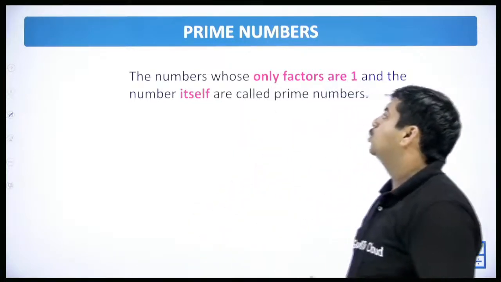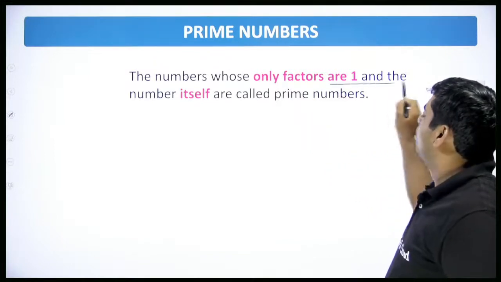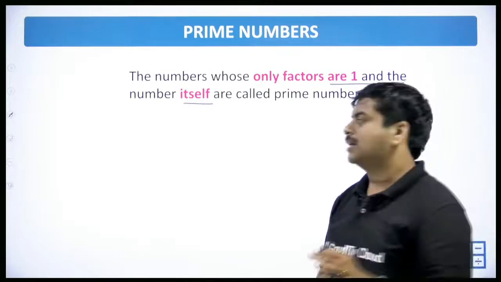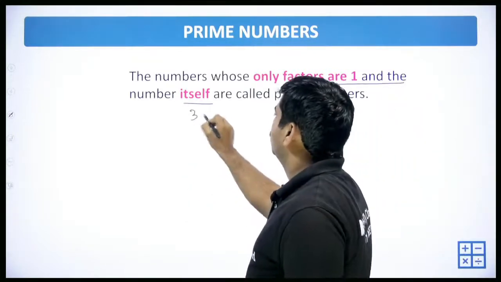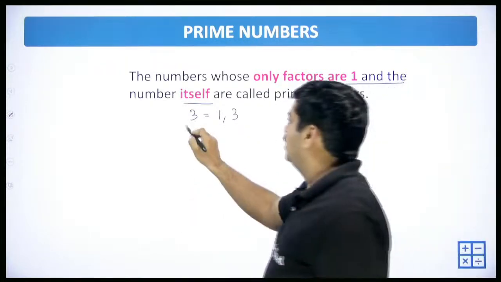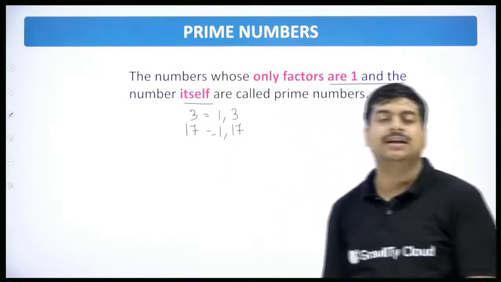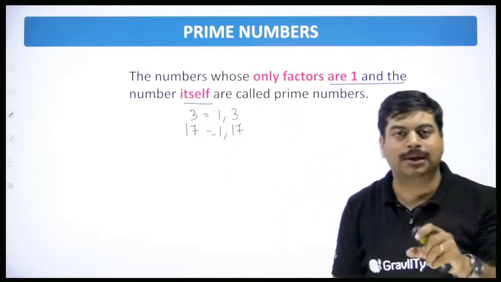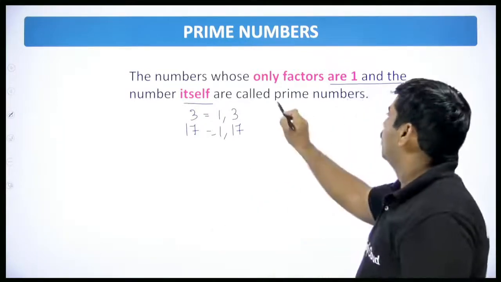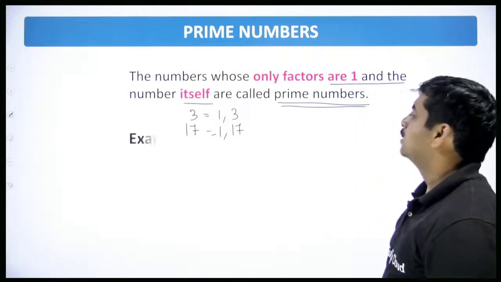Prime numbers are numbers whose only factors are 1 and the number itself. For example, we have the number 3. The factors are 1 and 3, no other number can come here. 17, 1 into 17, 1 and 17, no other factor can come. These type of numbers where the factors are 1 and the number itself are called prime numbers. Right? So let's move forward.